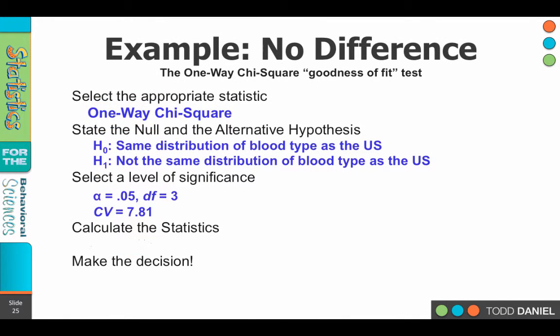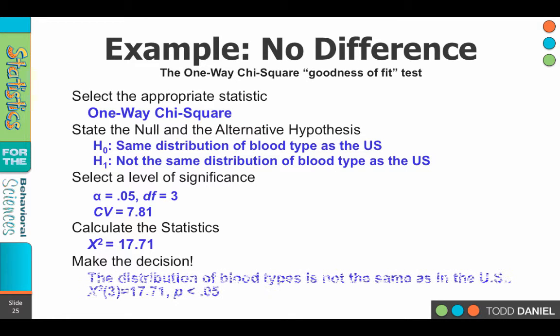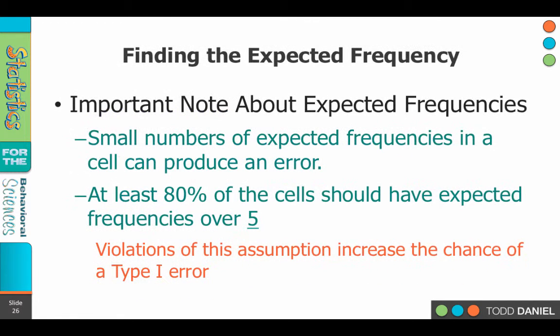Now let's go back to our 5 steps. We have calculated a statistic of 17.71. The critical value we were looking for, 7.81. So are we over the fence with 17.71? In the critical region? Yes, we are. So the distribution of blood types is not the same as in the United States. Chi-square with 3 degrees of freedom is 17.71, P less than 0.05.